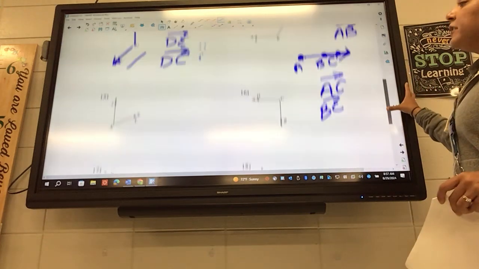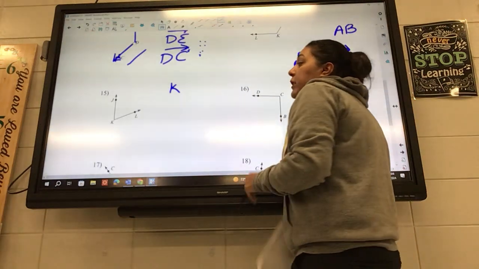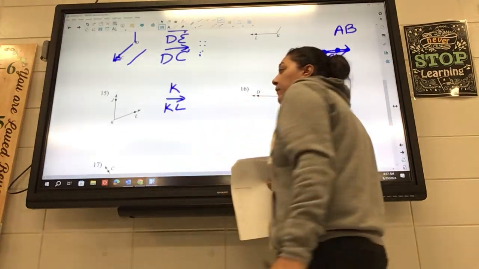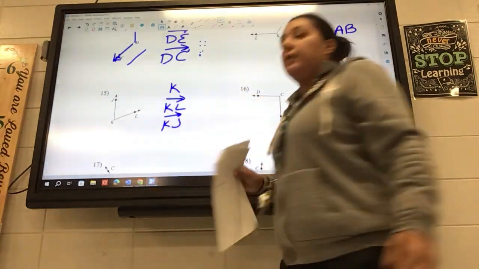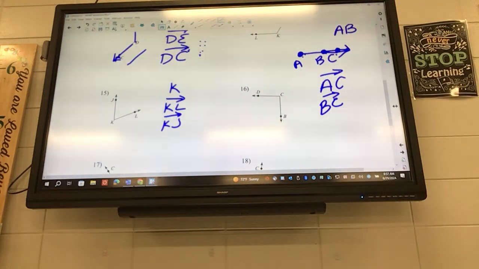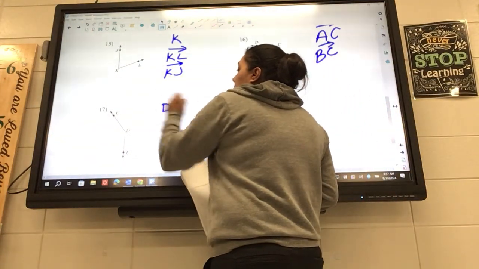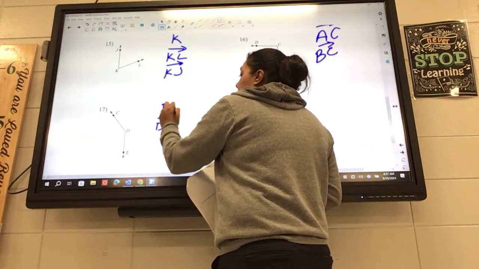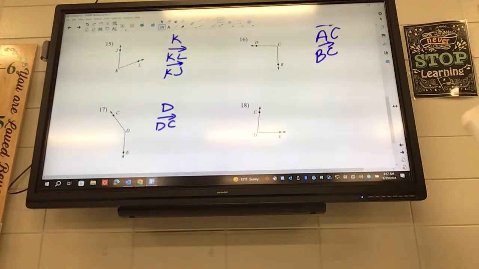So let's look at 15. What's the vertex? K is the vertex. And then what's one side? KL, I agree, KL. And KJ is going to be the other side, KJ. Okay, 17, what's the vertex? D, I agree. What is one side? DC. Make sure you're doing a little ray above it. You have to have that. And then what about the other side? DE.